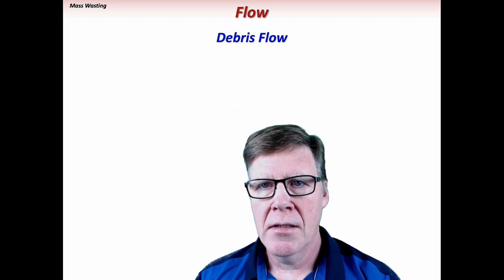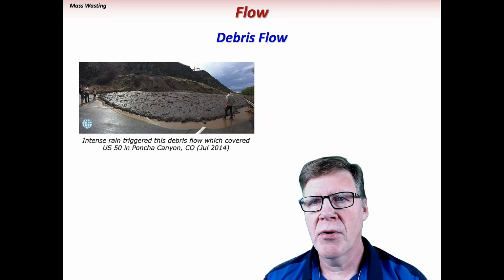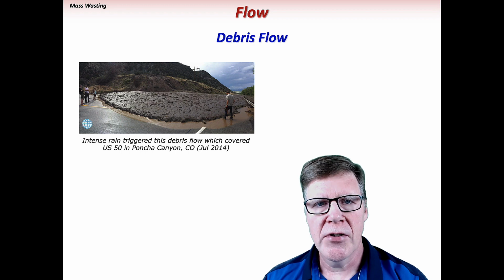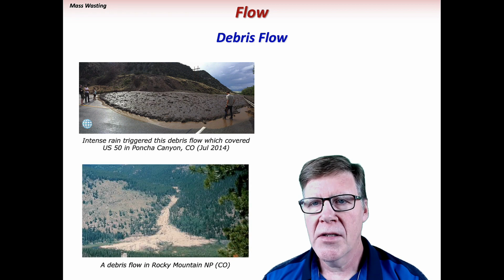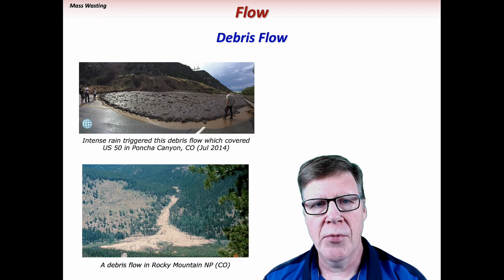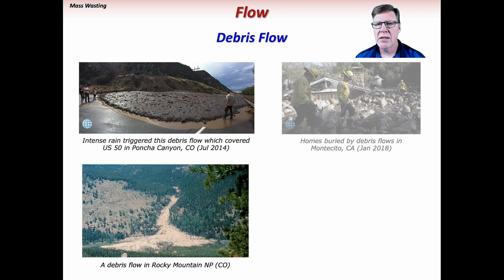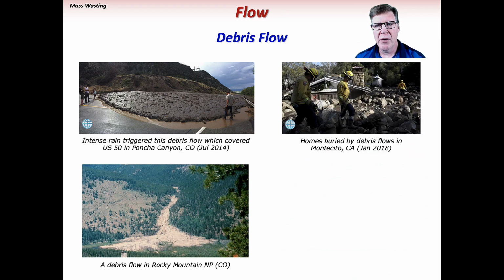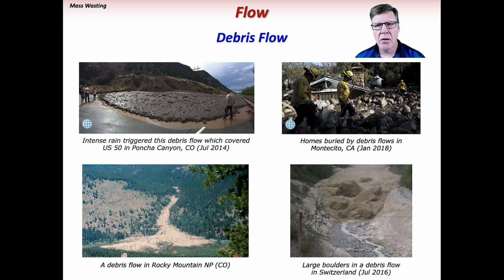Here are several examples of debris flow events. Intense rain triggered a 2014 debris flow that covered U.S. Highway 50 in Poncha Canyon, Colorado. This debris flow in Rocky Mountain National Park displays the typical channelized flow transitioning to a debris fan. In 2018, these homes were buried by a debris flow in Montecito, California. And large boulders tumble along in a 2016 debris flow in Switzerland.